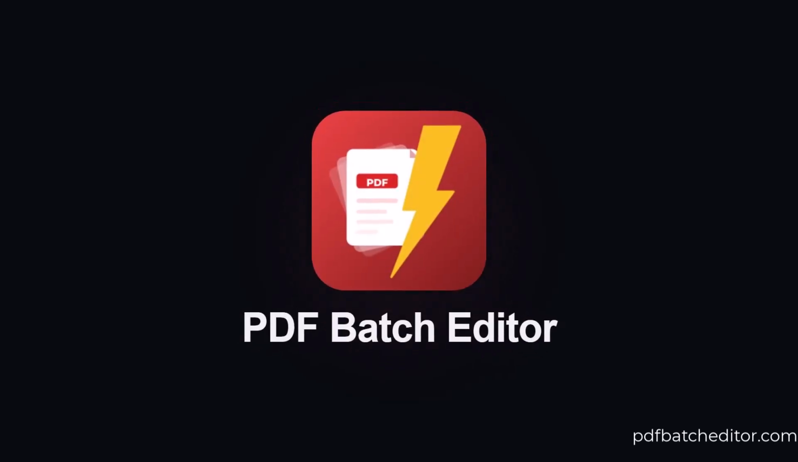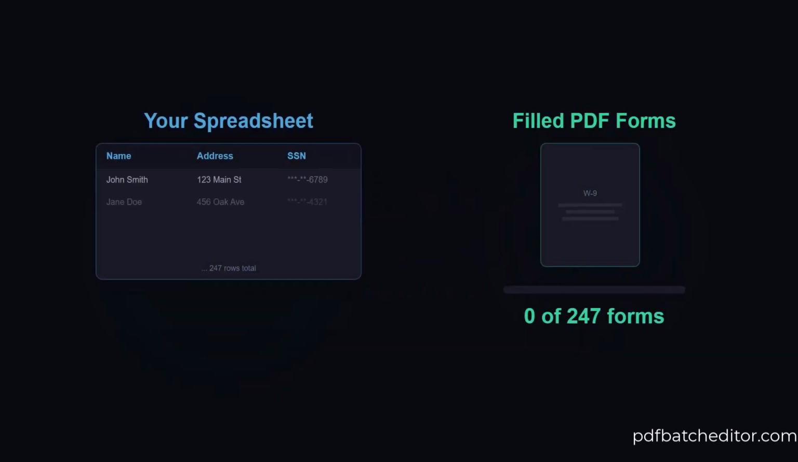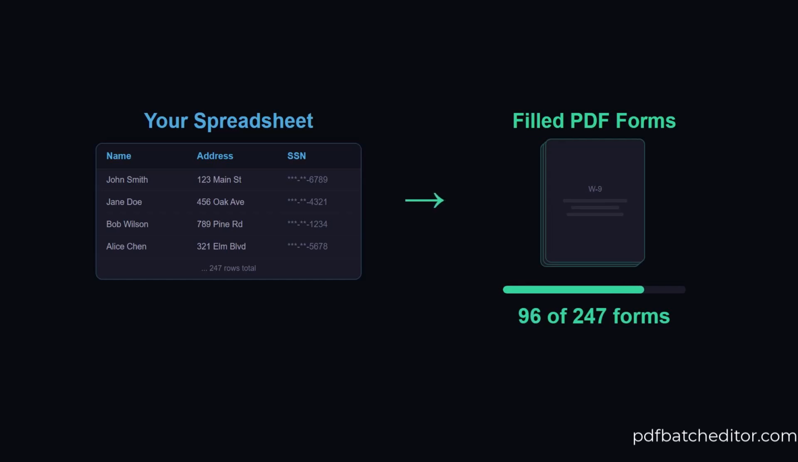You have a W-9 form in PDF format or any PDF form. You have a spreadsheet with 247 employees, names, addresses, tax IDs. You need 247 individually filled W-9 PDFs.